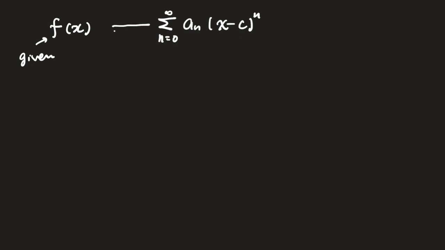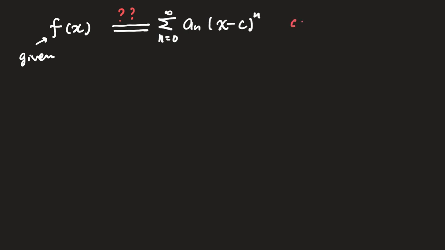The power series is defined as the sum of an times (x minus c) to the n, n equals 0 to infinity. So the center is c, the coefficient is an. Now we know the function f of x. That's going to be a given function. We know some functions: sine, cosine, exponential, log. How are we going to find the power series? What is the power series that represents this function?